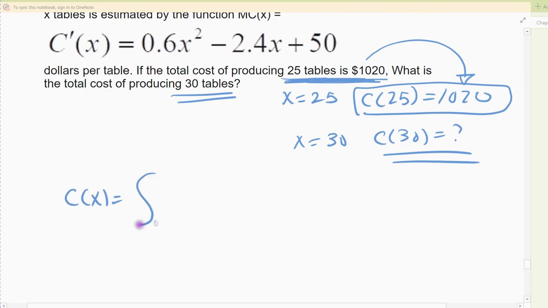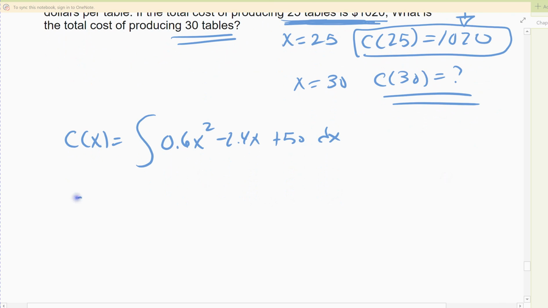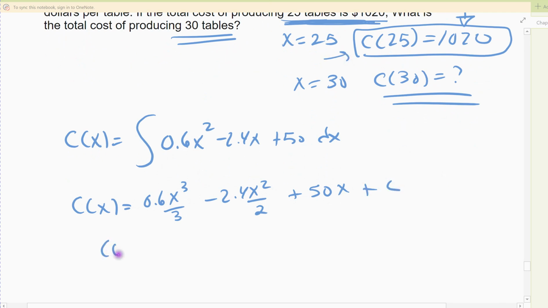The cost function in general is the antiderivative of the derivative. Again, this finds all possible cost functions. I get 0.6 x cubed divided by 3 minus 0.2 x squared divided by 2 plus 5x plus some unknown c, which is why they gave me that piece of information. Before I get started, let me clean it up. Those can all be simplified. I can take my calculator and divide 0.6 by 3 and 0.2 by 2 to get 0.2 x cubed minus 0.1 x squared plus 5x plus c. It just makes the calculation a little easier.